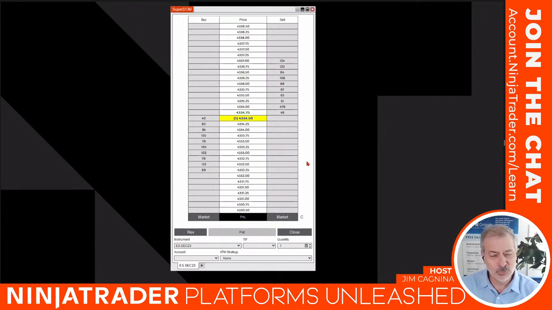So that's the center column here. And you can kind of scroll up or down with your mouse, right? You can scroll up or down with the roller of your mouse. It's pretty easy to do that to kind of move the price ladder up or down.